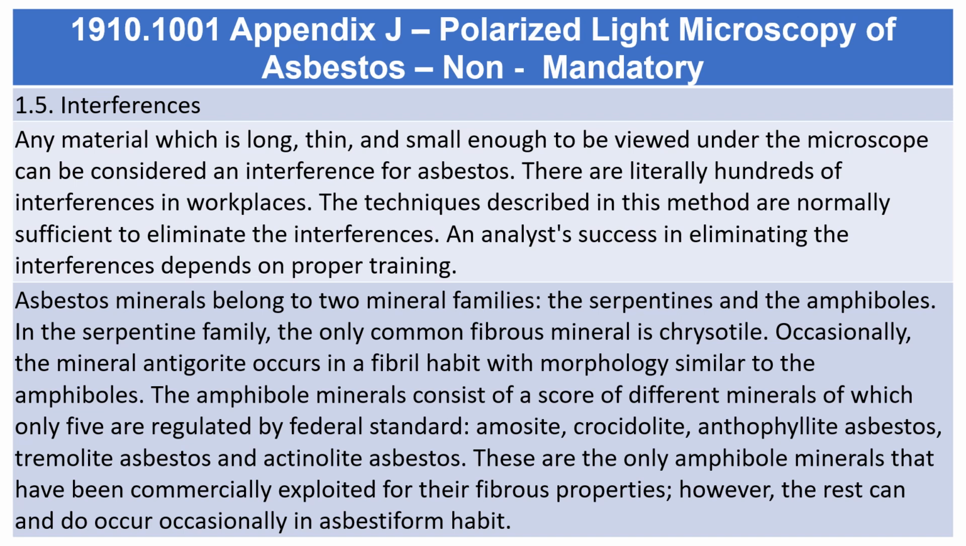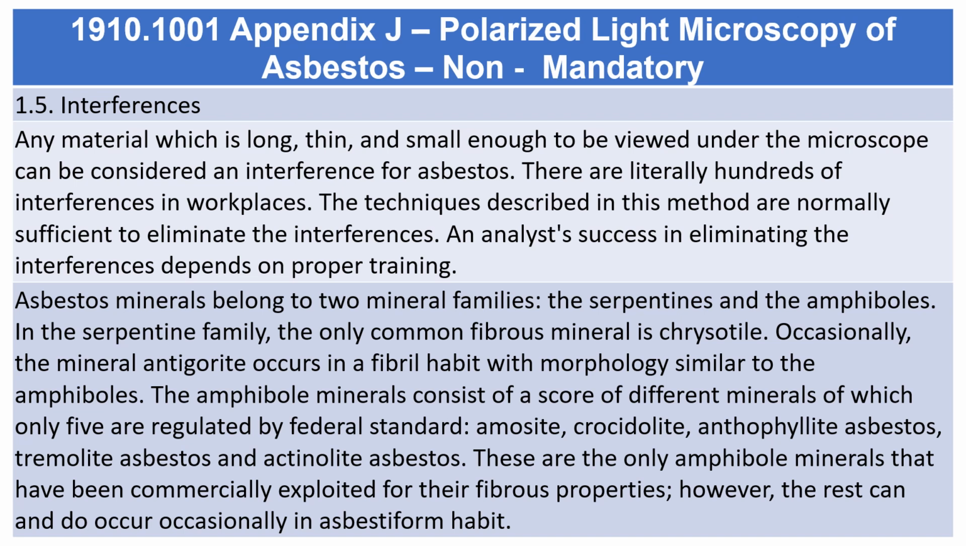1.5 Interferences. Any material which is long, thin, and small enough to be viewed under the microscope can be considered an interference for asbestos. There are literally hundreds of interferences in workplaces. The techniques described in this method are normally sufficient to eliminate the interferences. An analyst's success in eliminating the interferences depends on proper training.